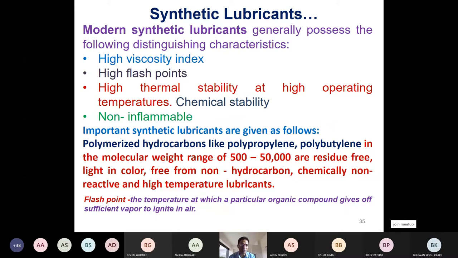Important synthetic lubricants are as follows: polymerized hydrocarbons like polypropylene and polybutylene in the molecular weight range of 500 to 50,000 are residue free, light in color, free from non-hydrocarbons, chemically non-reactive, and are high temperature lubricants.